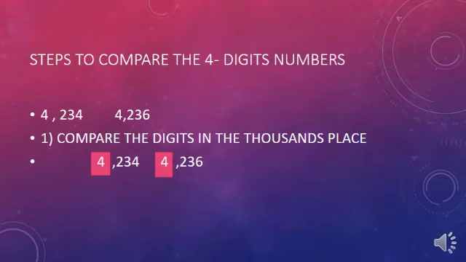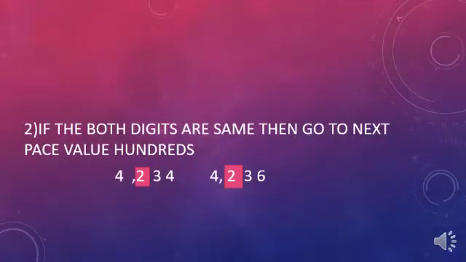In the first number, the first digit is 4, which is on the thousands place, and in the second number also 4 is on the thousands place. The numbers are the same on the thousands place, so you have to go to the next place value, which is step number 2. If both digits are the same, then go to the next place value, which is hundreds. So check which number is there. In the first number, on the hundreds place 2 is there, 200, and in the second number again the same, 200.